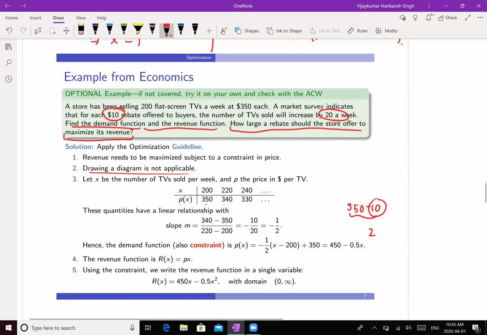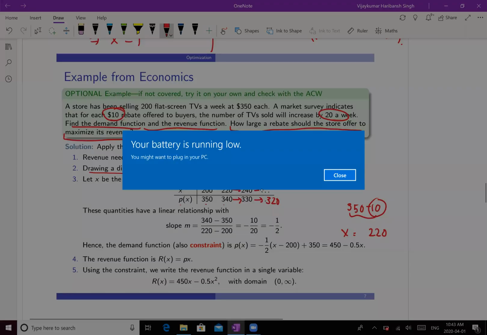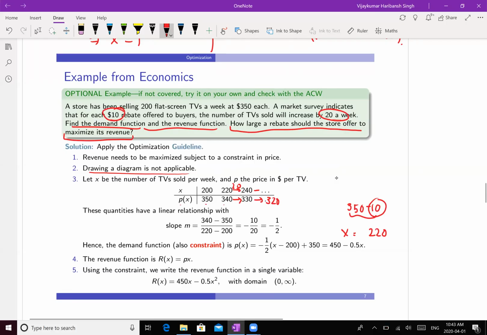So similarly, if you decrease the price $10 more, the number of units sold will increase by 20 again. So again, if you reduce the price $10 more, you will get another 20 sold. So it will be 260. Okay, so on and so forth.